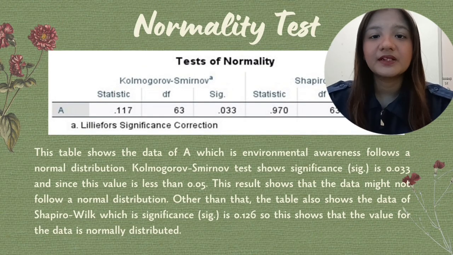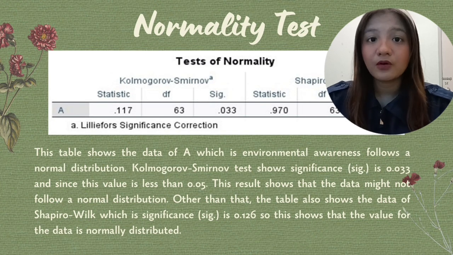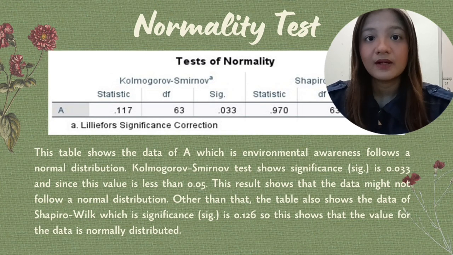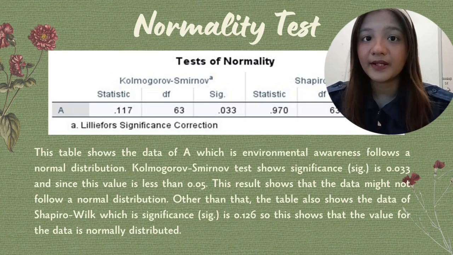This table shows whether the data of A, which is environmental awareness, follows a normal distribution. The Kolmogorov-Smirnov test shows significance is 0.033, and since this value is less than 0.05, this result shows that the data might not follow a normal distribution. Other than that, the table also shows the Shapiro-Wilk significance is 0.126, so this shows that the data is normally distributed.